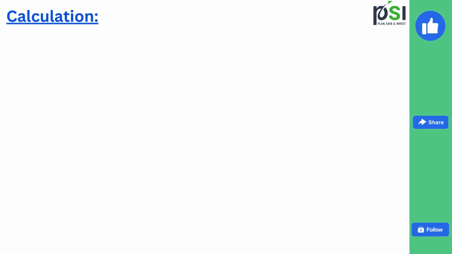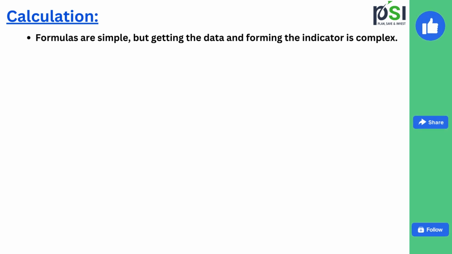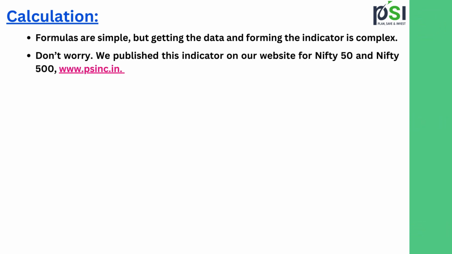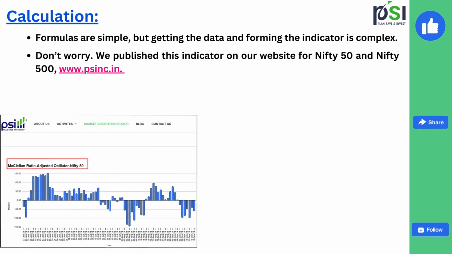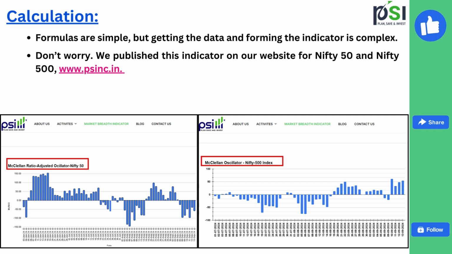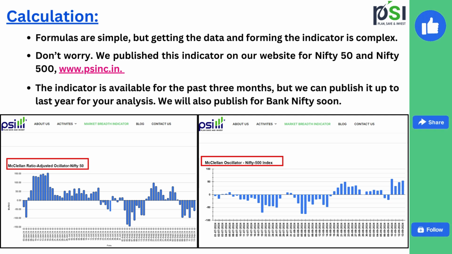Coming to the calculation part, the formulas are very simple, but getting the data and forming the indicator is complex. Don't worry about that. We publish this indicator on our website for both Nifty 50 and Nifty 500. Suppose you are investing in stocks apart from Nifty 50, so we formulated this McClellan ratio adjusted oscillator on our website for both Nifty 50 and Nifty 500. Soon we will come up with Bank Nifty as well. But Bank Nifty has very few stocks. The stocks vary from 12 to 14, and the constituents change quite often as well.